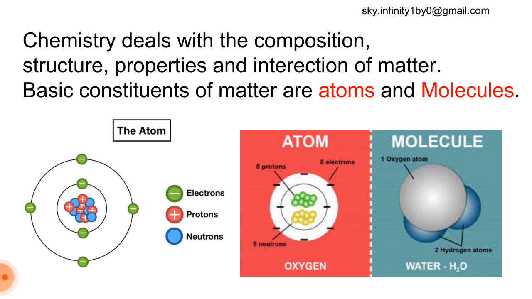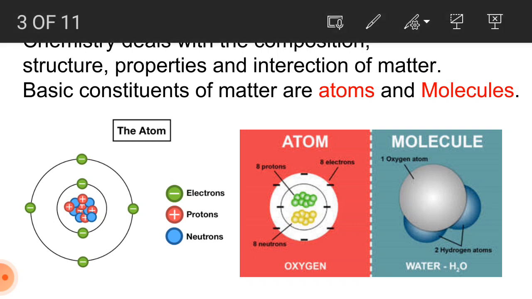The basic constituents of matter are atoms and molecules. Now, I would like to tell you all the basic structure of an atom. It consists of a positively charged nucleus, which consists of protons, which are shown as red color over here, and neutrons, which are the neutral particles.